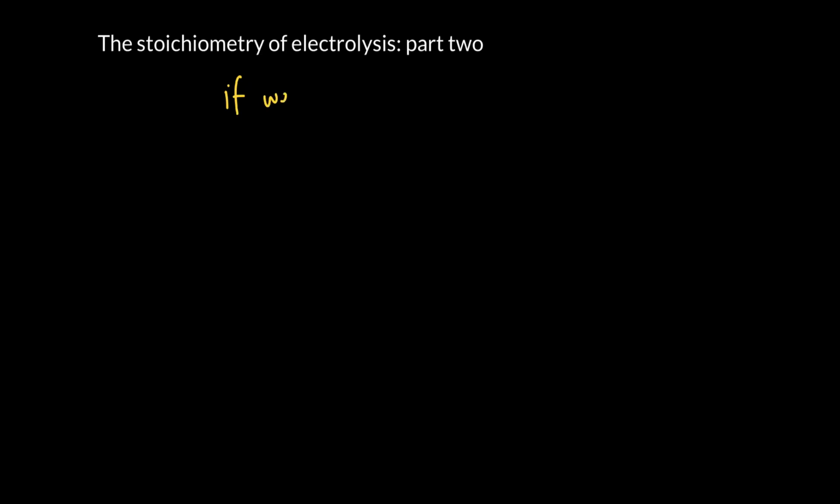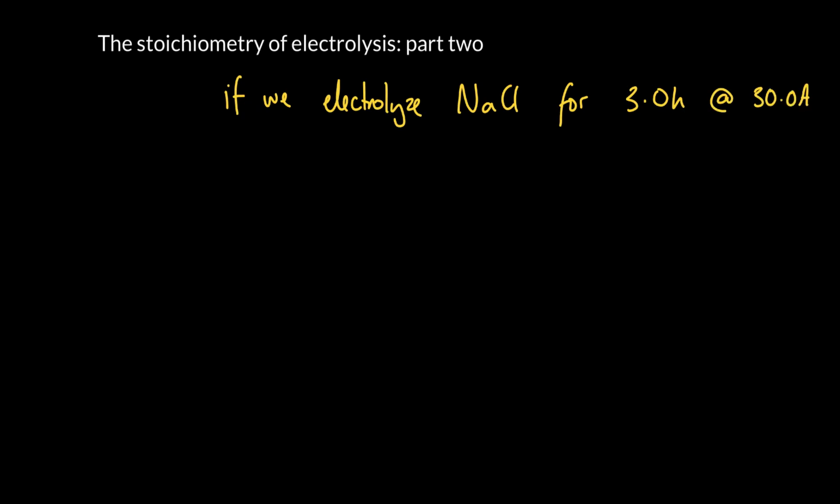So for instance, here's a problem. If we electrolyze sodium chloride for say 3 hours at a current of say 30 amps, then what mass of sodium and chlorine can we make? So this is a typical electrolysis problem.